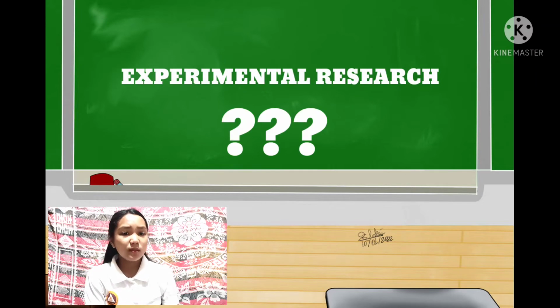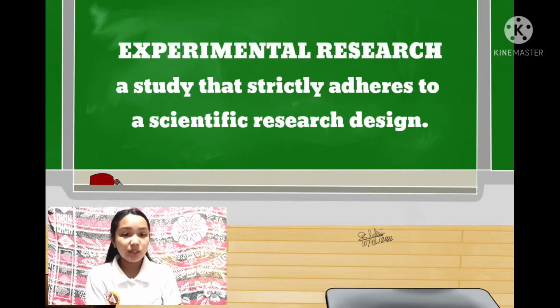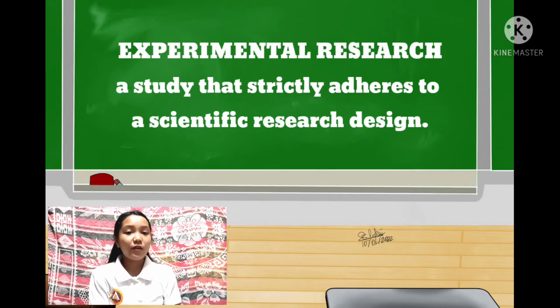So first, what is experimental research? An experimental research is a study that strictly adheres to a specific research design. It includes a hypothesis, a variable that can be manipulated by a researcher, and a variable that can be measured, calculated, and compared. Most importantly, experimental research is completed in a controlled environment.